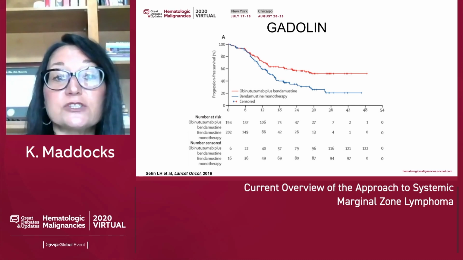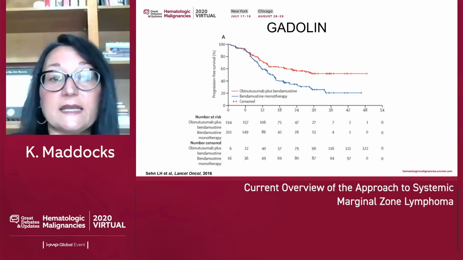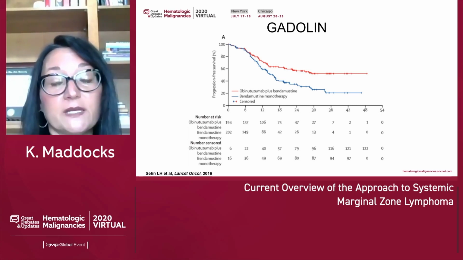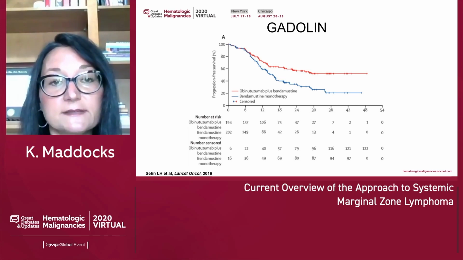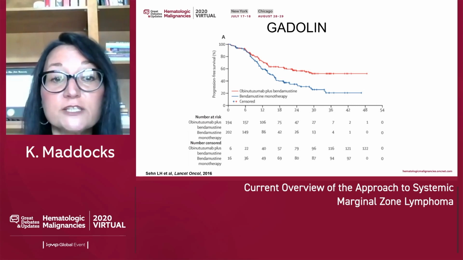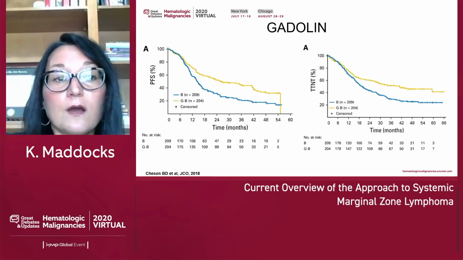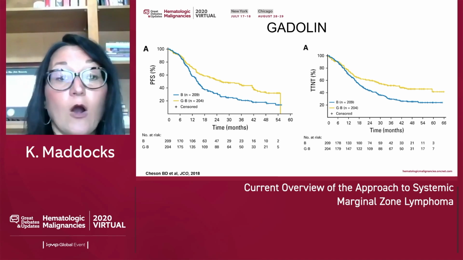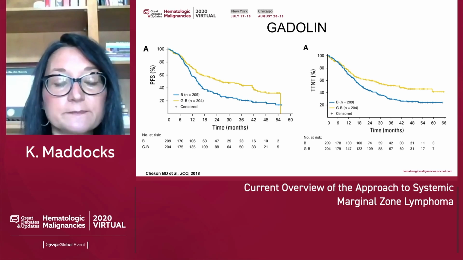GADOLIN was a study that took indolent lymphoma patients at relapse and treated them with bendamustine versus bendamustine and obinutuzumab, followed by obinutuzumab maintenance. Again, in GADOLIN, this included all indolent lymphomas, with follicular being the large population of patients. However, marginal zone did represent between 10 to 15% of the patients studied. Again, there was a progression-free survival benefit to the bendamustine and obinutuzumab, with further follow-up showing an overall survival benefit to using bendamustine in combination with obinutuzumab at relapse.